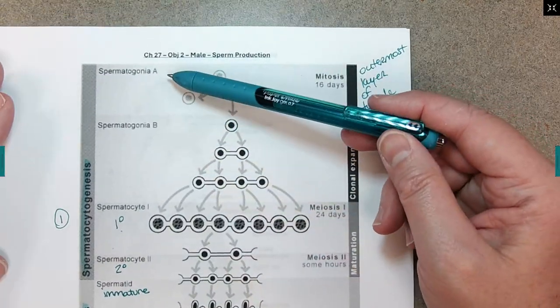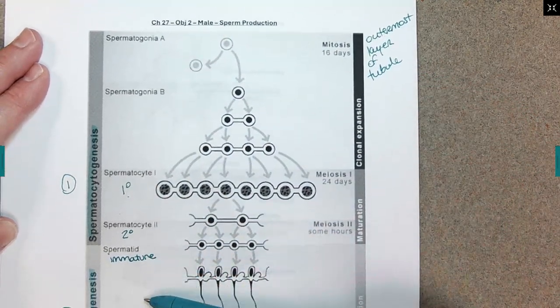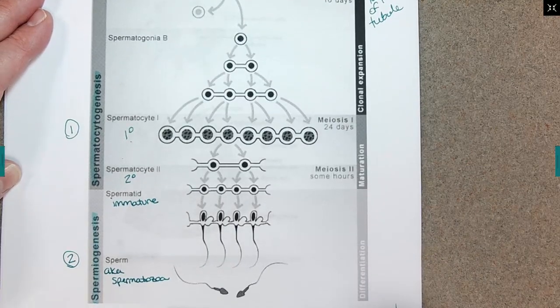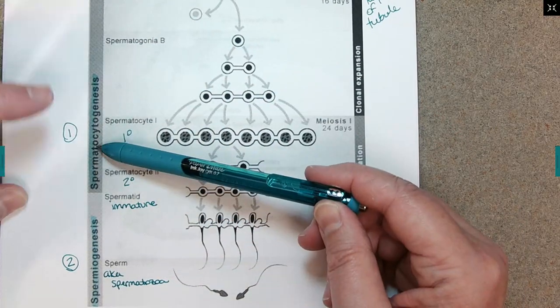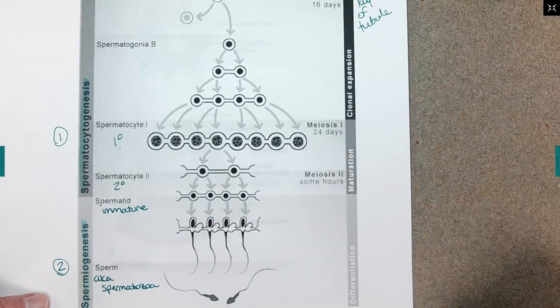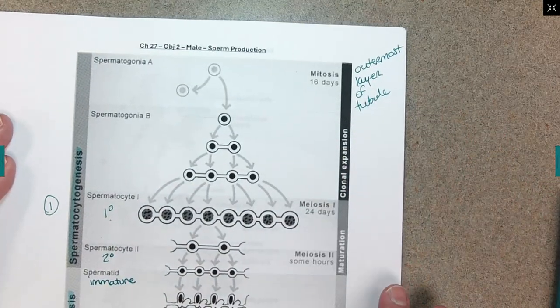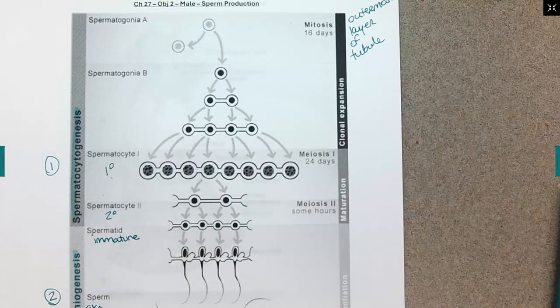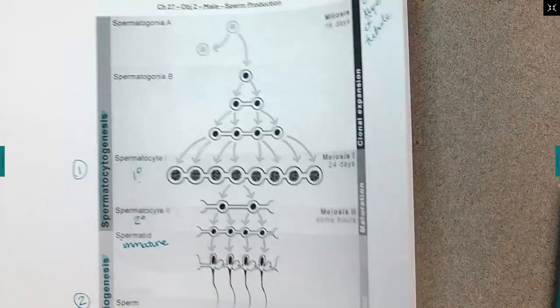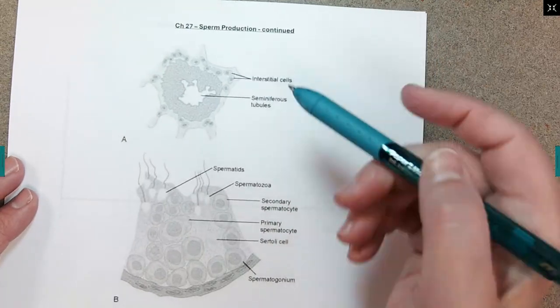So you definitely need to know your order of cells and what stage of sperm production they occur in. I'm not going to worry about the days, as far as how long it takes for these things to occur. I'm not going to worry too much about that part as far as testing purposes. So let's take a look at your next page here. Hopefully that printed out okay and you guys can see that.